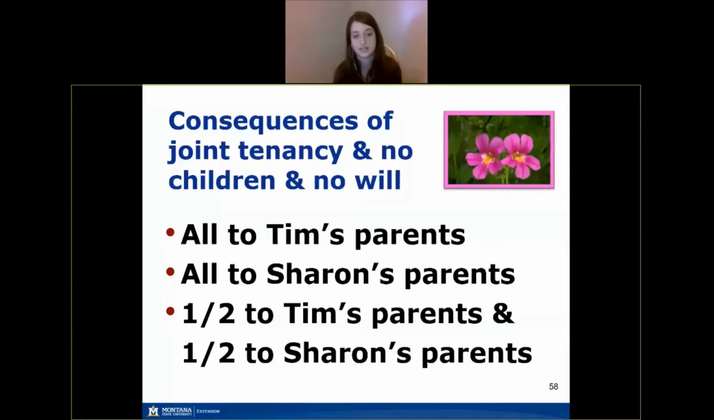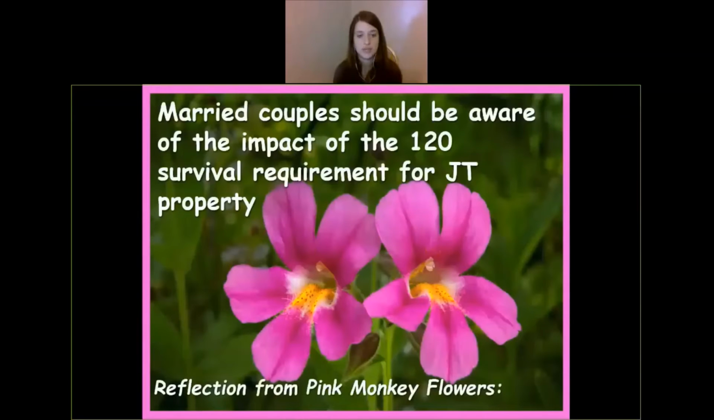This is something I consider myself, because my husband and I don't have kids right now, but we do have some property in joint tenancy. So just keep in mind that there are different scenarios and options depending on what might happen. It could all go to Tim's parents, or all to Sharon's parents, or half to each, depending on that 120-hour rule. Even if you think having a will or some other beneficiary plan isn't important because you don't have kids and don't have anything to pass on anyway, be aware of the 120-hour survival requirement for joint tenancy property, because otherwise it might be distributed in a way you wouldn't expect.